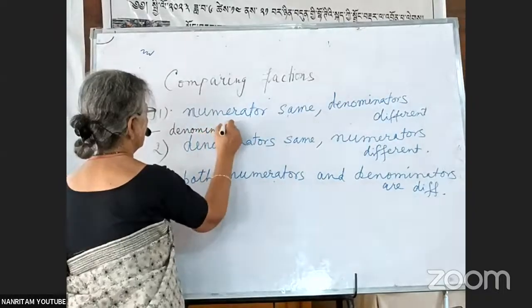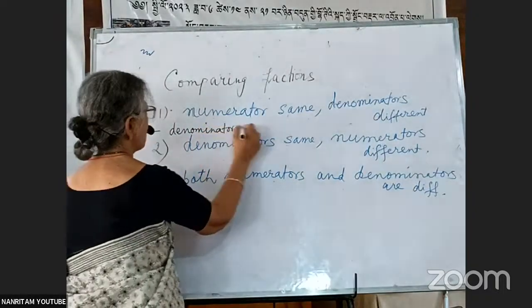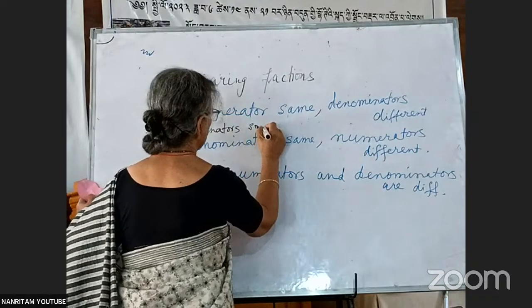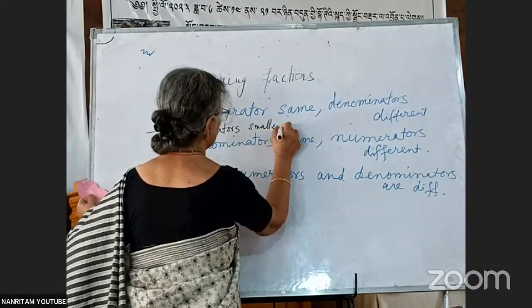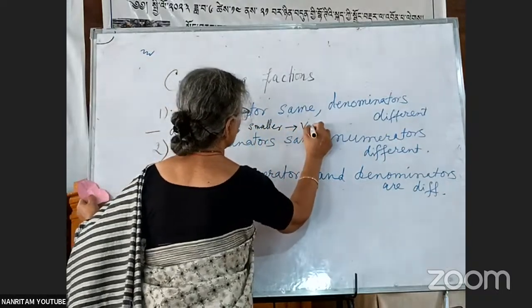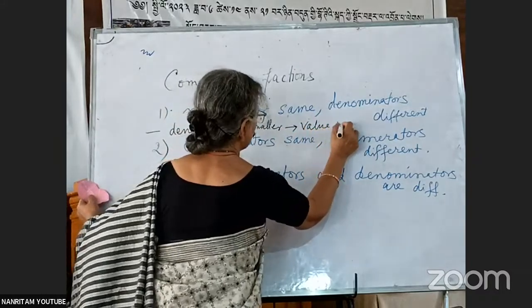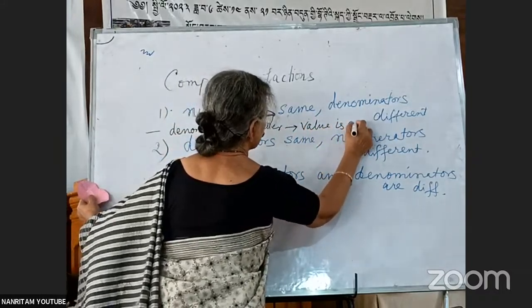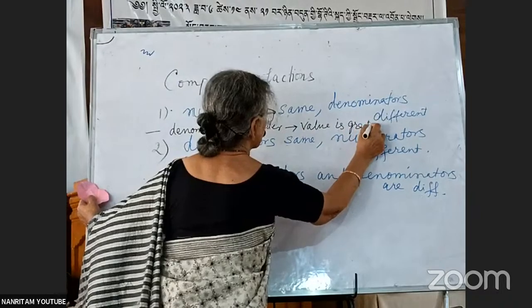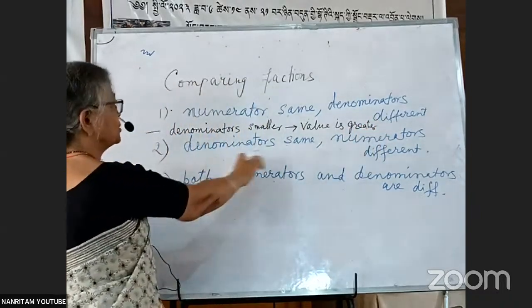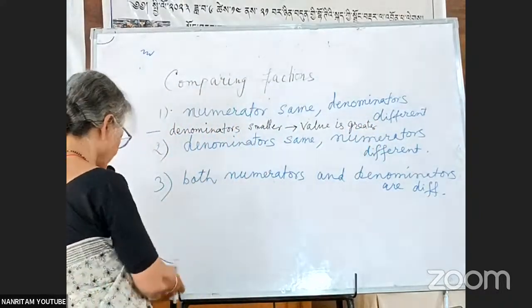If the denominator is small or smaller, the value is higher. The value is greater. Yeah, and now the denominator is the same, the numerator is different.